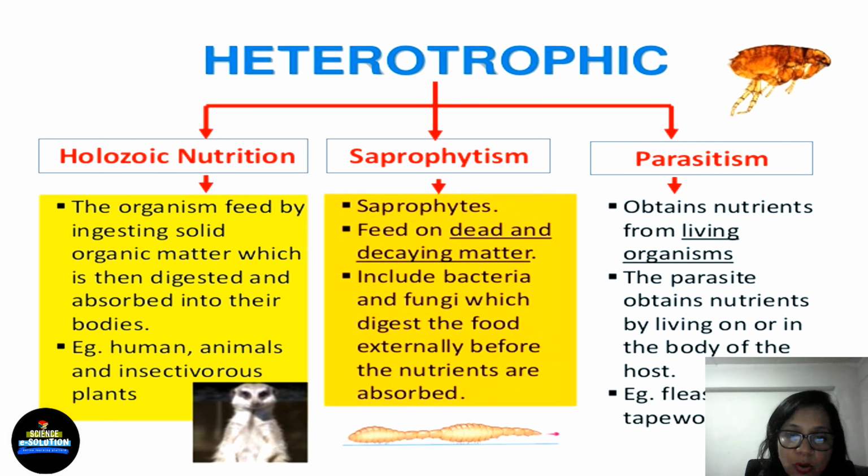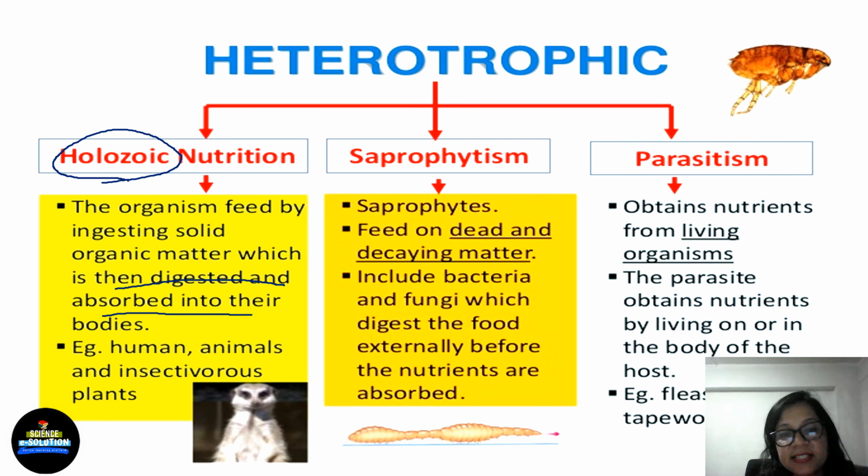The first one is Holozoic nutrition. What do you mean by Holozoic? In Holozoic nutrition, the organisms take in the whole food and then break it down inside their body. Whenever organisms eat food, they also need to digest it. So in holozoic nutrition, organisms take in the entire food, and then digestion takes place inside their body, digested and absorbed inside the body.